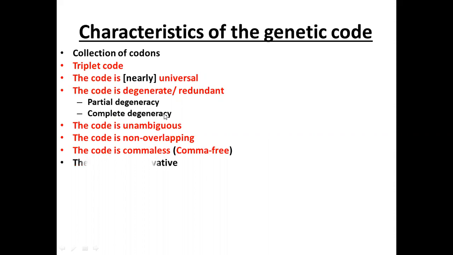And then the other property is that the code is conservative. So when several codons specify the same amino acid, the first two bases in those codons are almost always identical.